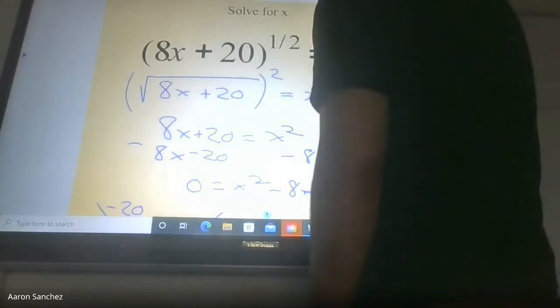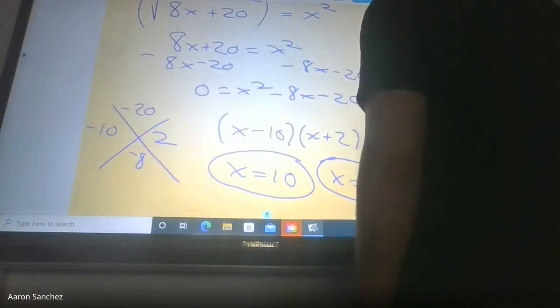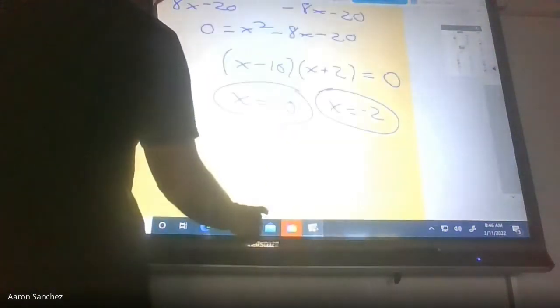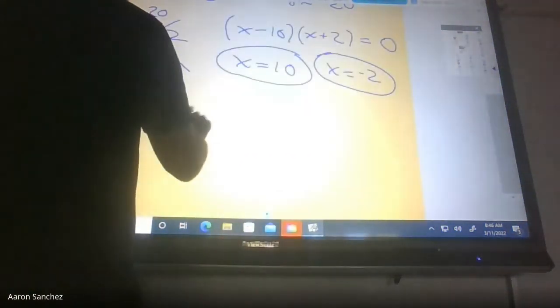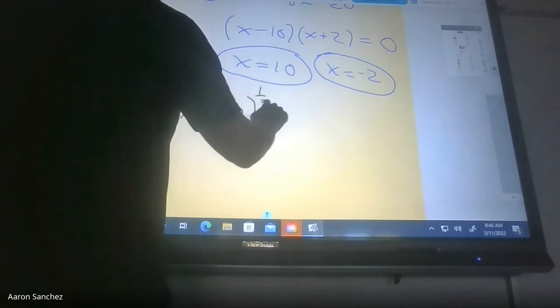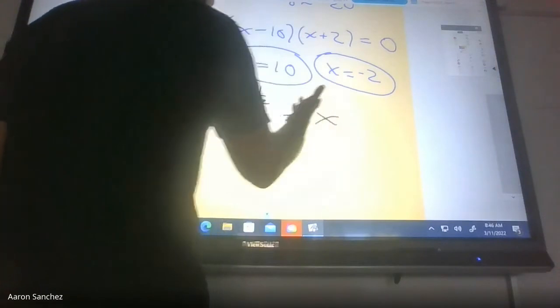Is it 8x plus 20? Help me, because I'm running out of room here. What's our original equation? Yeah. Let me change colors. So yeah, 8x plus 20 to the 1/2 power equals x. Okay, so let's plug them in.